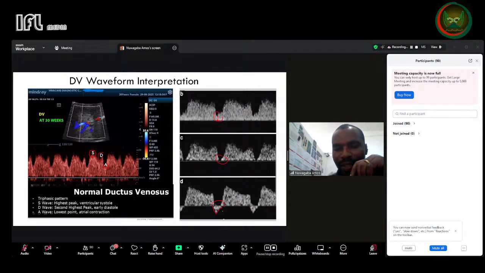When you have a reversed A wave, this means that the fetus is seriously compromised and there is impending fetal death. And this is very critical because we know that if this fetus is not delivered within 48 hours, there is going to be a problem. The fetus could end up with IFP.